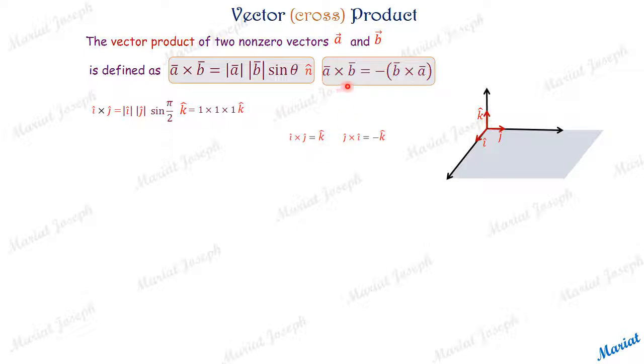Now, as we have already mentioned, A cross B and B cross A are of opposite sign. So j cross i will be minus k vector.